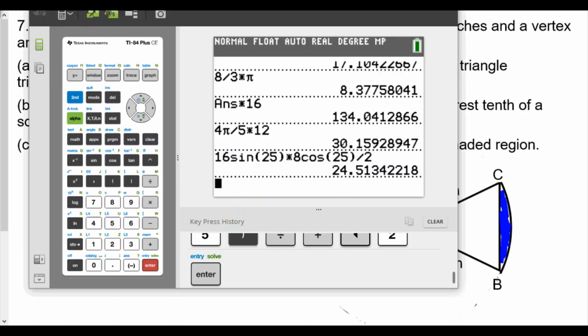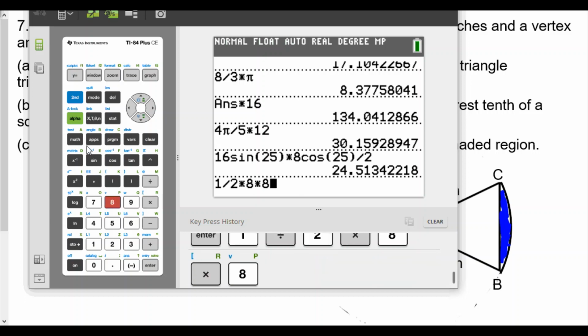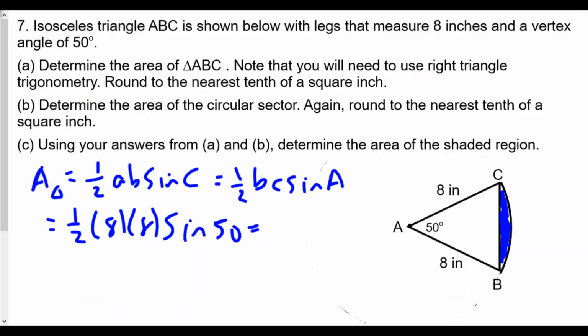So let's take a look here. All right, so now we have, in this case, 1/2 times 8 times 8 times the sine of 50. And so this area is going to be, same thing as before, 24.5. Okay? So the area of the triangle was done two different ways. Now, let's find the area of the sector.